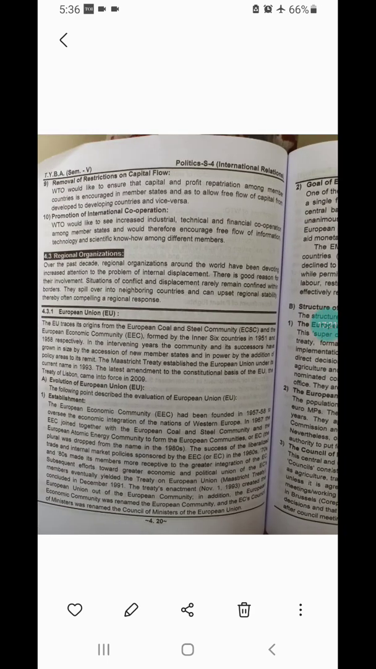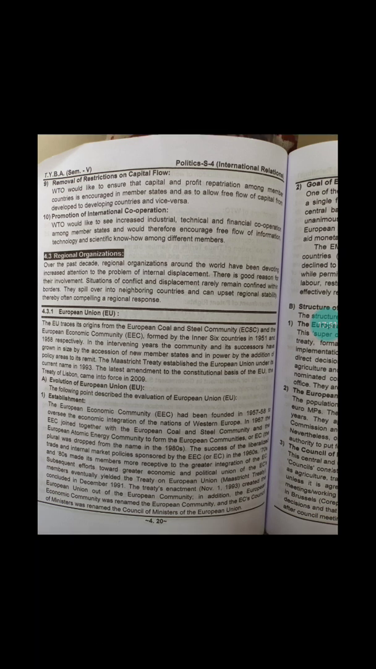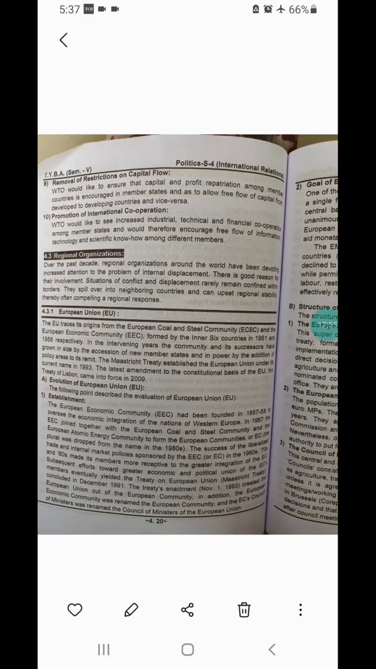Then, removal of restrictions on capital flow. WTO would like to ensure that capital and profit repatriation among member countries is allowed in member states, and to allow free flow of capital from developed to developing countries and vice versa. See, WTO would like to ensure that capital and profit repatriation among member countries, everything runs well here, free flow of capital and so on, between developed and developing countries and vice versa.